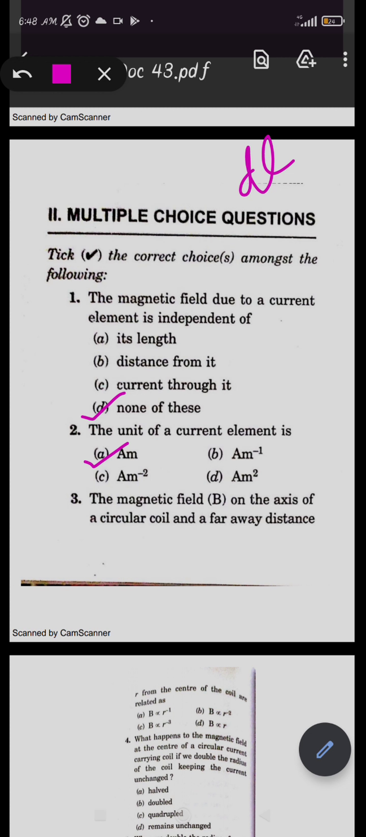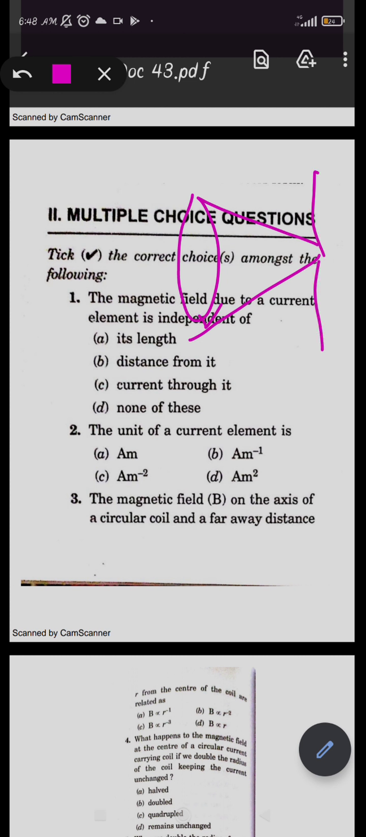Similarly, see the next question: the magnetic field on the axis of a circular loop at a far away distance r from the center of the coil are related as? How can it be related? If the point is far away and the circular loop is given like this, the cos theta components cancel out and it depends only on the sin theta. So we integrate the dB sin theta to give the total magnetic field, and from there we get mu naught upon 4 pi, then 2 pi I a square upon the distance.